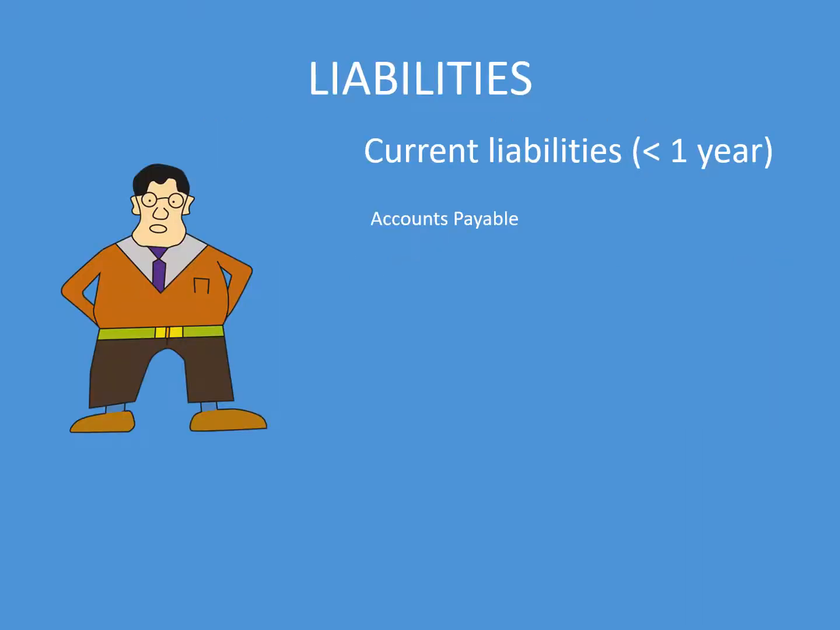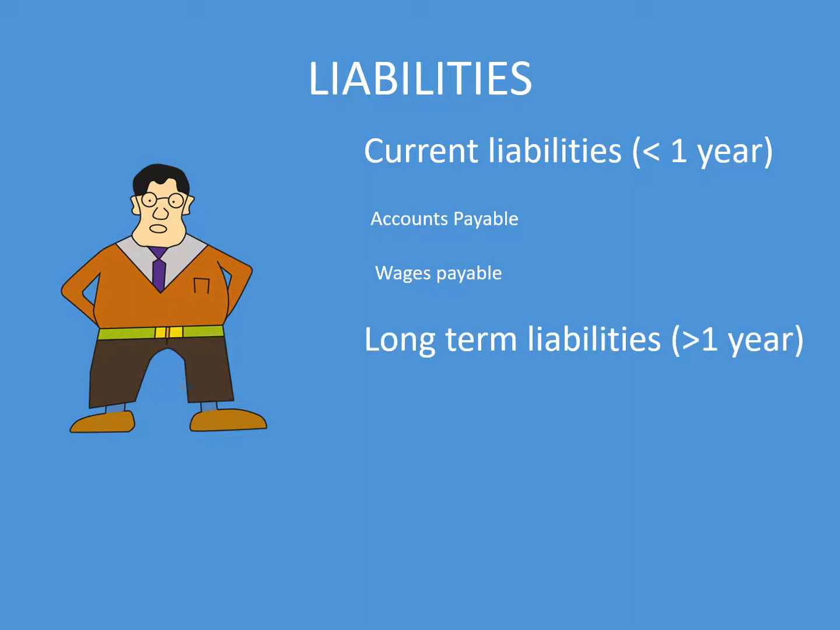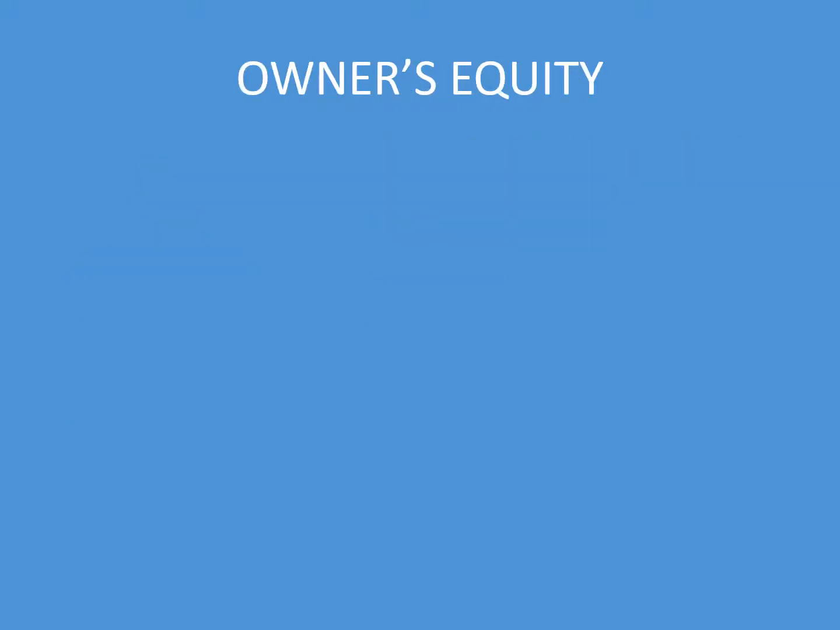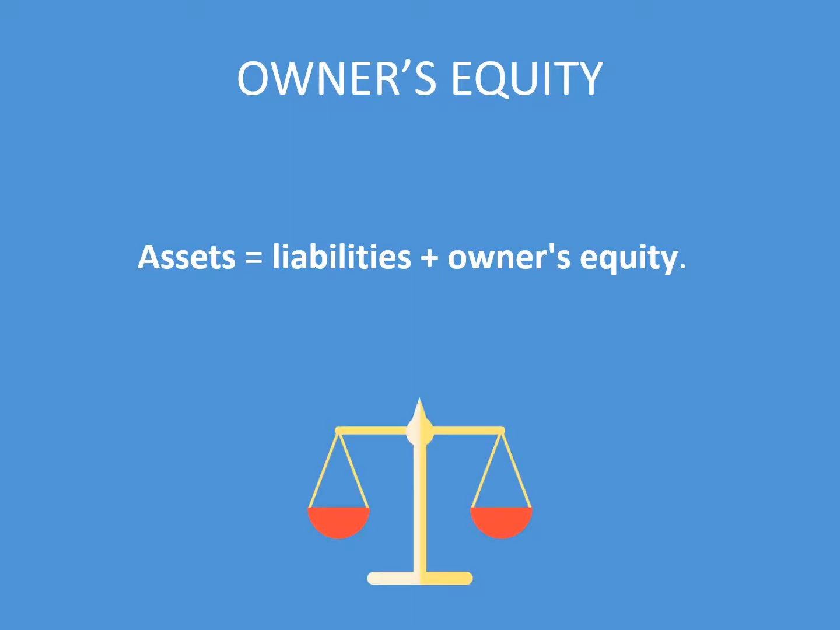Then we find the wages payable. That represents the amounts owed to employees for works completed but not yet paid at the date of the balance sheet. The next subsection presents long-term liabilities. For example, loans. Here is the accounting equation. Assets equals liabilities plus owner's equity.